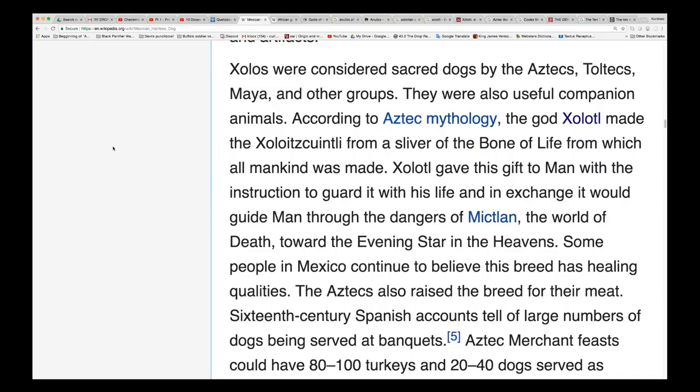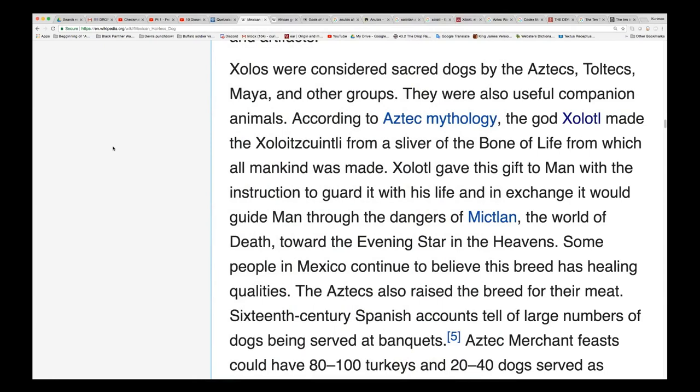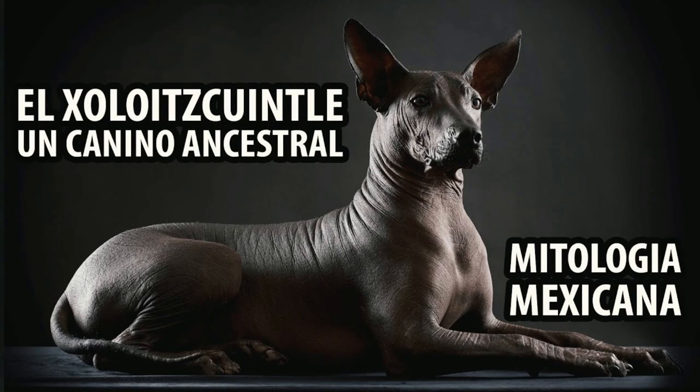They were also useful companion animals. According to Aztec mythology, the god Xolotl made the Xoloitzcuintli from a sliver of the bone of life from which all mankind was made. Xolotl gave this gift to man with the instruction to guard it with his life. In exchange, it would guide man through the dangers of Mictlan, the world of death, toward the evening star in the heavens. Xoloitzcuintli is, of course, a breed of dog here in Mexico, often shortened to Xolo.